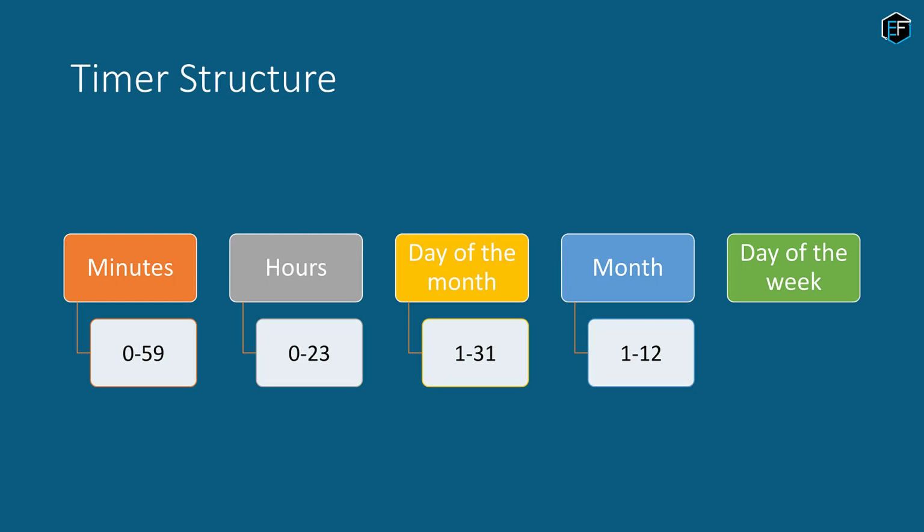And as for the day of the week, we have two choices. We can put in 0 to 6 or Sunday through Saturday with the respective abbreviation.